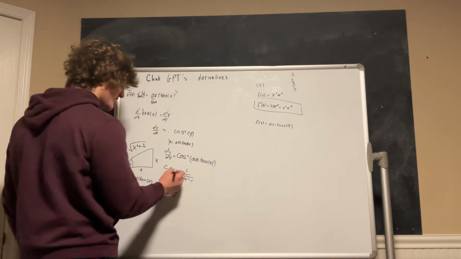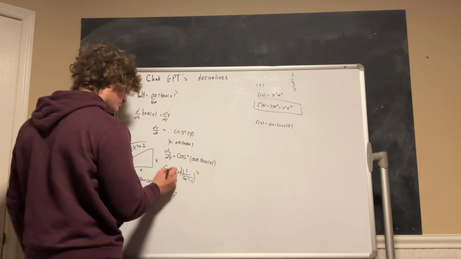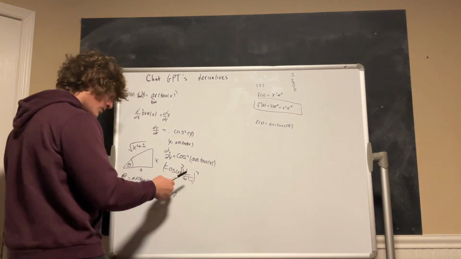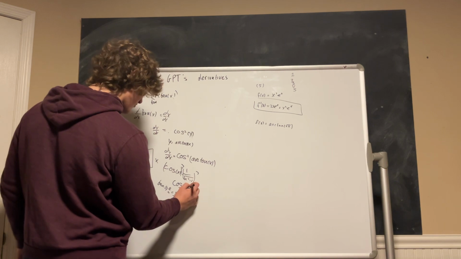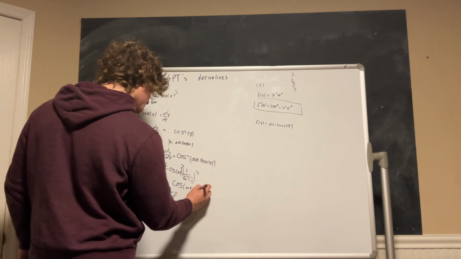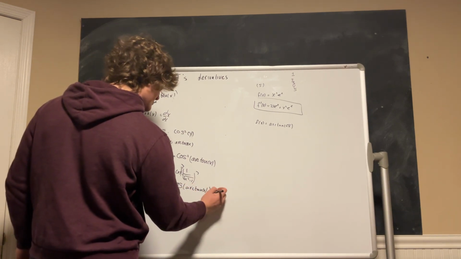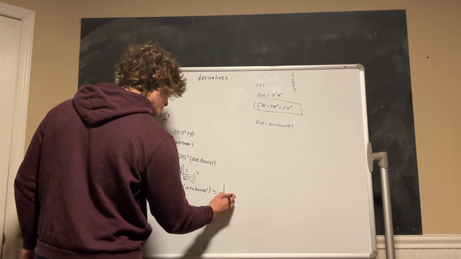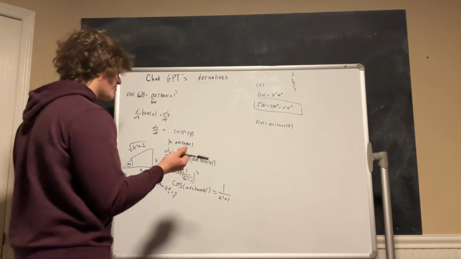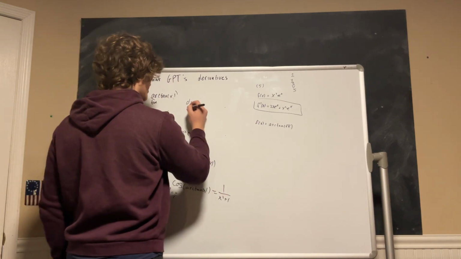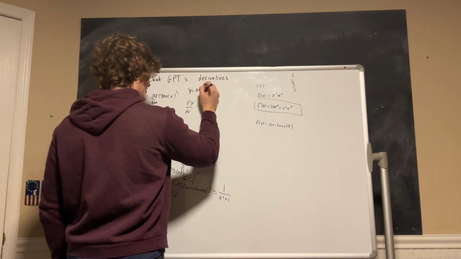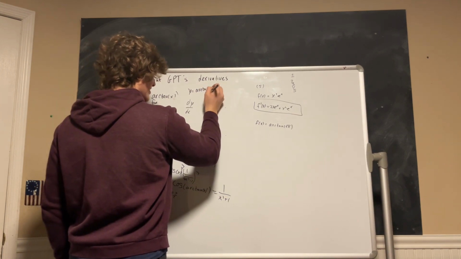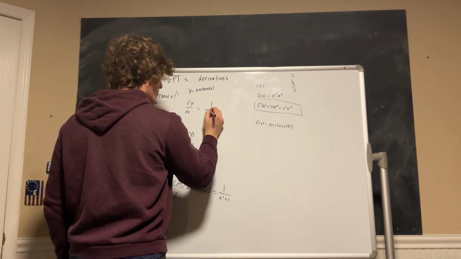But we are looking for the cosine squared, so if we square this, then we get cosine squared of arctan x is equal to 1 divided by x squared plus 1, and that is our derivative of arctan x. So we have dy by dx, where y is equal to arctan of x, is equal to 1 over x squared plus 1.